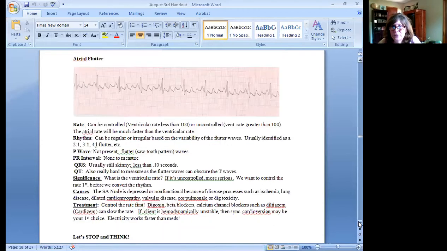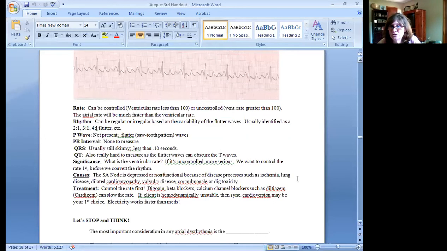So a flutter, you see the sawtooth pattern. There's no P wave to measure, no PR interval, excuse me, there's no P wave, there's no PR to measure. My QRS is still nice and skinny. Lots of different causes. I'm not going to test you on that. Hey, if your teacher in clinical is saying, what could cause that rhythm? Just say DIG toxicity. But make sure that the patient's on DIG before you say that.